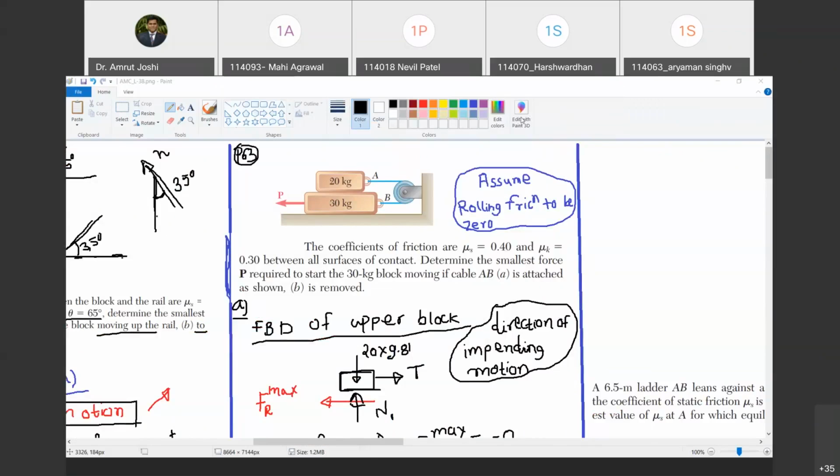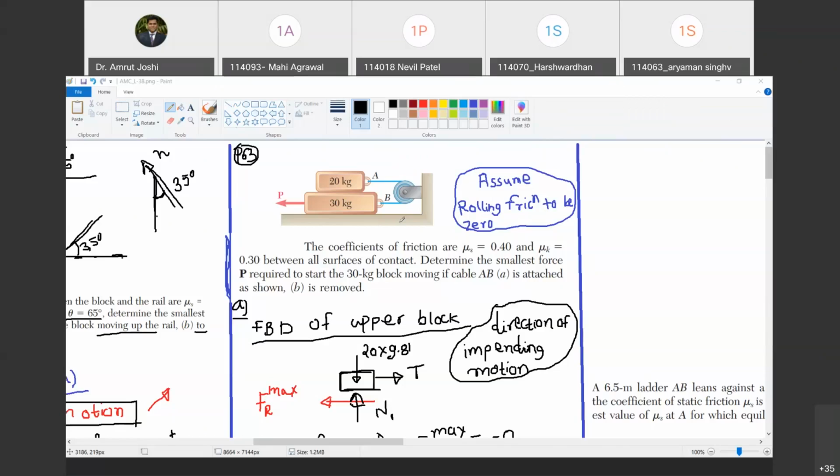Can you read the problem statement for me, Mai? The coefficients of friction are mu s equals 0.40 and mu k equals 0.30 between all surfaces of contact. Determine the smallest force P required to start the 30 kg block moving if cable AB is attached as shown, and if cable AB is removed. So we have two problems in hand.